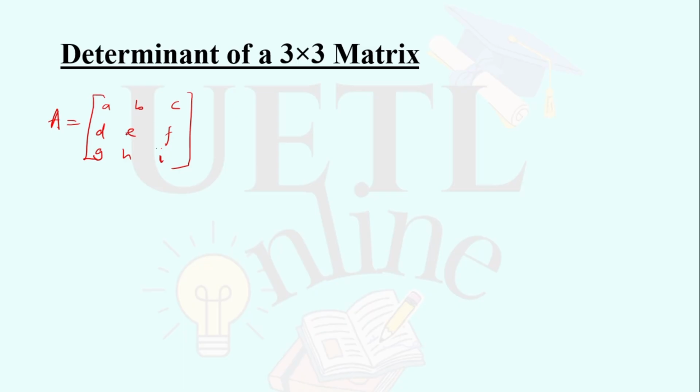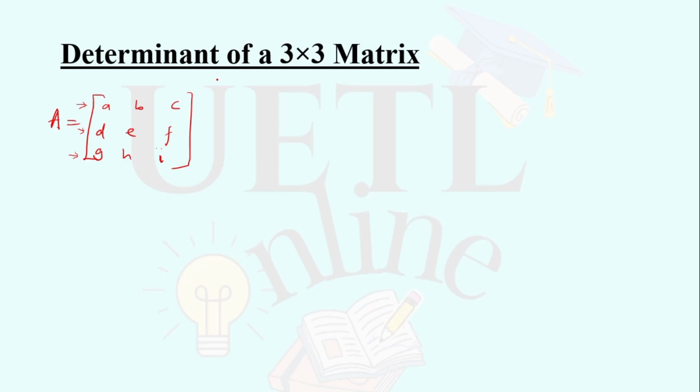The first thing you have to remember is you are going to be creating small matrices, small 2 by 2 matrices from this matrix. You choose the row you want to use. You either choose the first row, the second row, or the third row. I'm going to show you what to do after that.